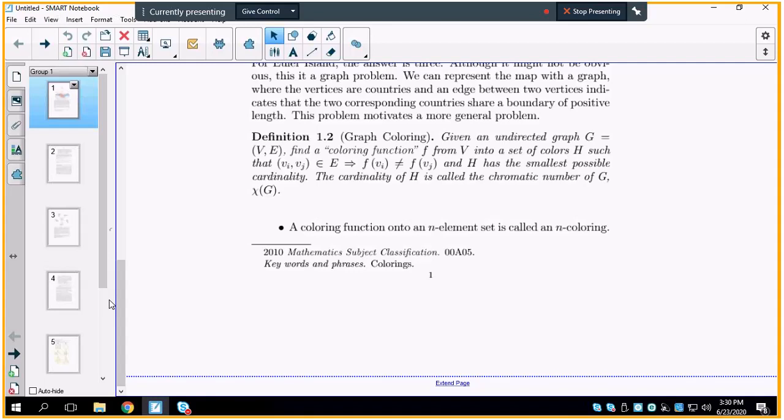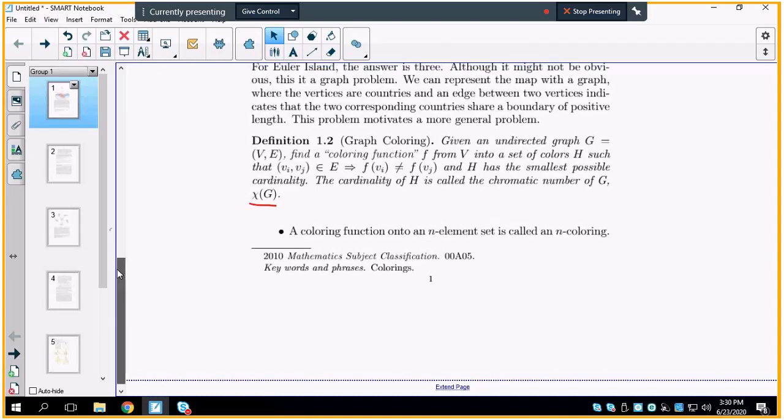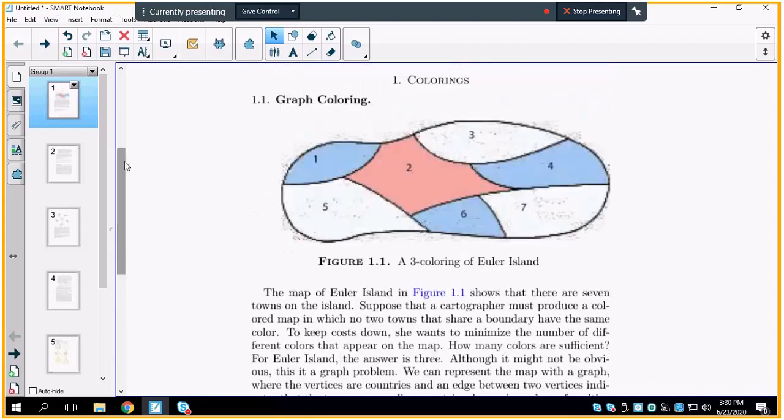The smallest cardinality of H is called the chromatic number of the graph, and we'll denote the chromatic number with the Greek letter chi, so this is chi of the graph G. A coloring function onto an n-element set is called an n-coloring. And in terms of the general problem, for the graph above, the chromatic number of Euler Island would be 3.